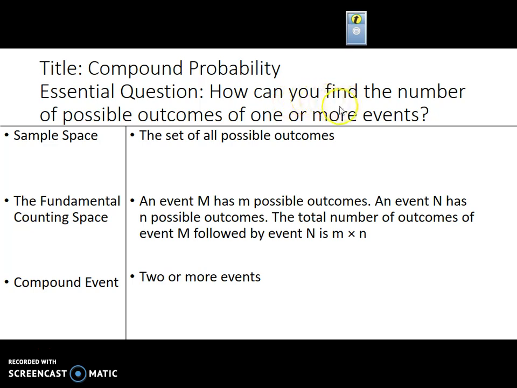Your essential question is how can you find the number of possible outcomes of one or more events, and there's two ways. You can do this by the sample space or by the fundamental counting principle, and we'll talk about those. But remember, compound probability means two or more events. So yesterday you looked at how many choices you have when you were undoing a lock, for those three numbers. Your locker has a compound probability because you spin your numbers 3 times. All right, so go ahead and write these down, and don't worry, we will go over them.